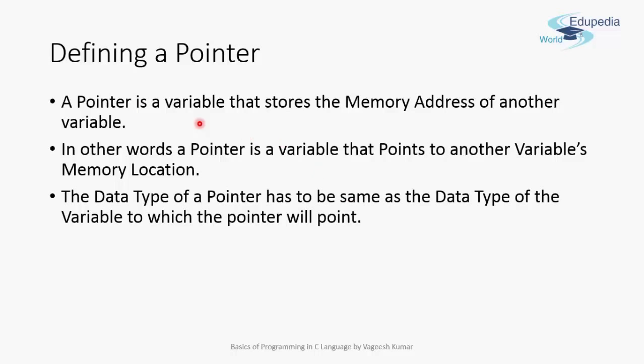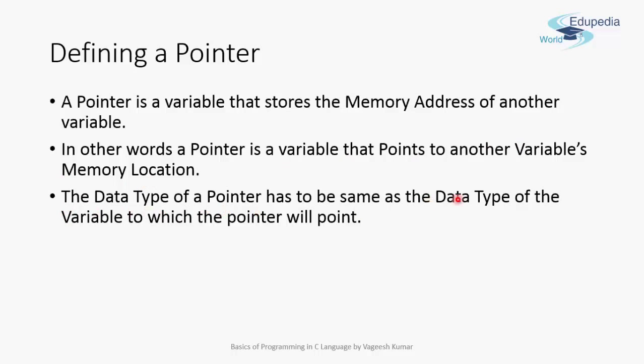So by definition, a pointer is a variable that stores the memory address of another variable. So what is a memory address? Well, every location inside the memory has a certain address. This address is something which the computer, which your processor, uses to read that particular memory location or to write to that particular memory location. This memory address inside C language is also available, and you can store this inside a variable. This variable is known as a pointer. So a pointer can store the memory address of another variable. This also means that a pointer is a variable that points to another variable's memory location.